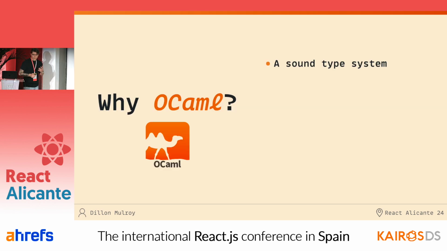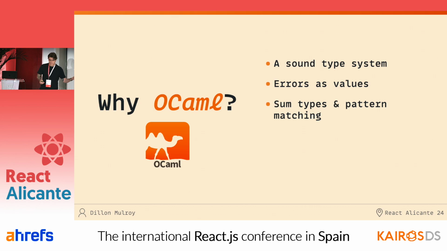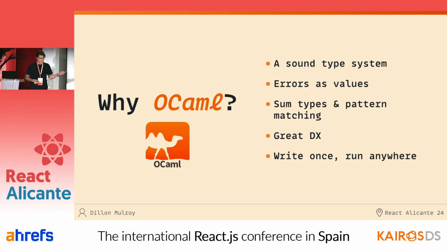So really, why OCaml in my own words? Well, it has a sound type system. It treats errors as values. It has sum types and pattern matching, great DX, and I can write it once and use it anywhere. I can write it and compile it with Melange for the browser. I can run it natively for CLI apps, or send it to Lambda, serverless environments, edge environments. I can use it everywhere.